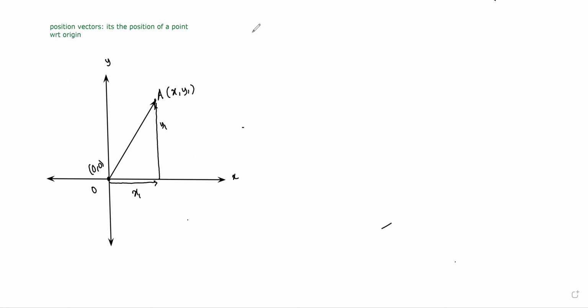So the vector OA can be written as x1, y1. And this is called the position vector of A, which tells the position of the point with respect to origin.